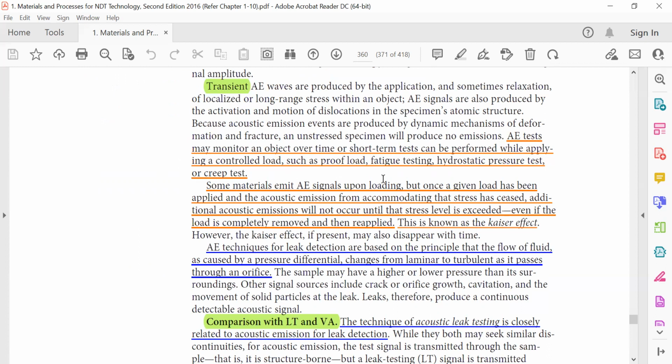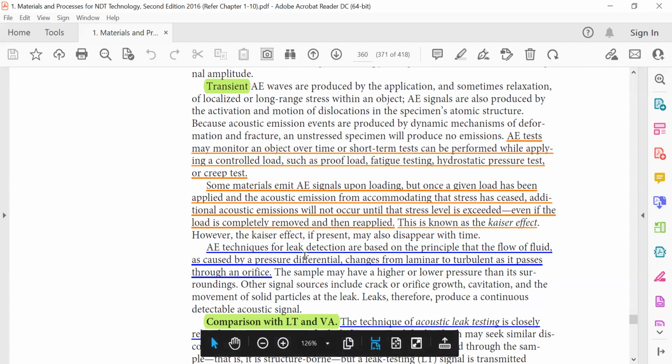Some materials emit AE signals upon loading, but once the given load has been applied and the acoustic emission from accommodating that stress has ceased, the additional acoustic emission will not occur until that stress level is exceeded, even if the load is completely removed and then reapplied. The same load is applied, reapplied, you get nothing. This is known as the Kaiser effect.